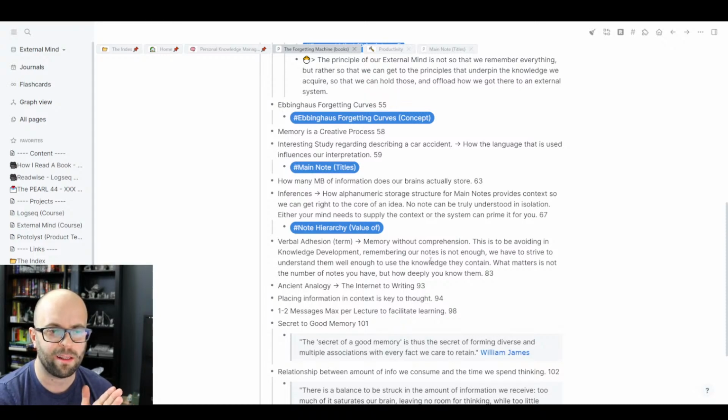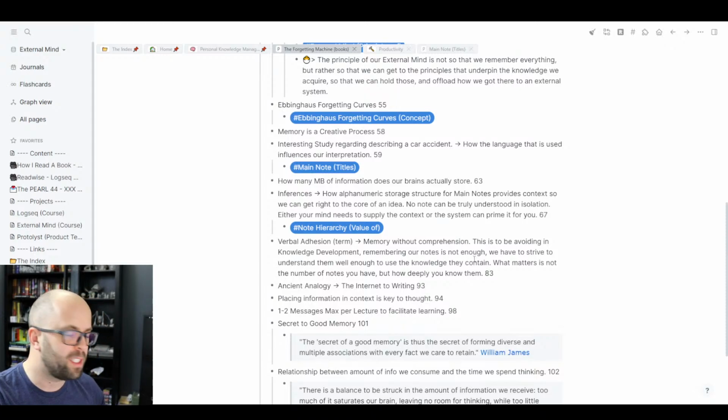And that got me thinking about how that's something we want to avoid in knowledge development. We don't want to just recall all the information that we have. We want to get to the root of what it means. We want to have actual comprehension. So we need to strive to understand notes well enough to use the knowledge that they contain. What matters most is not the number of notes you have, but how deeply you know them.